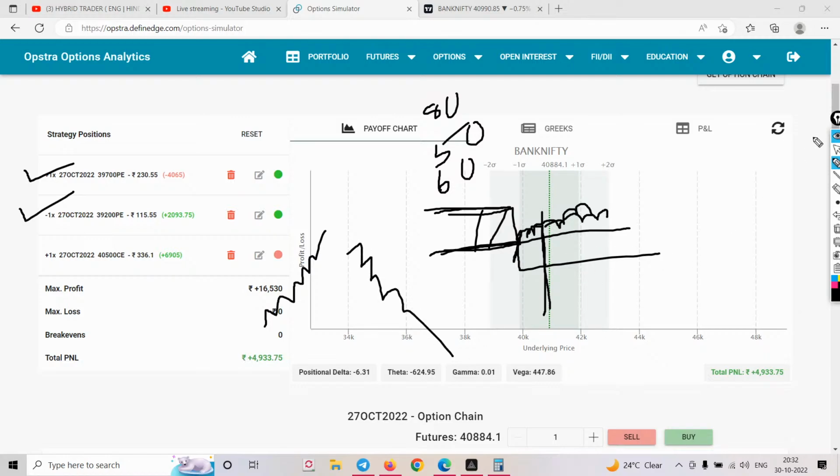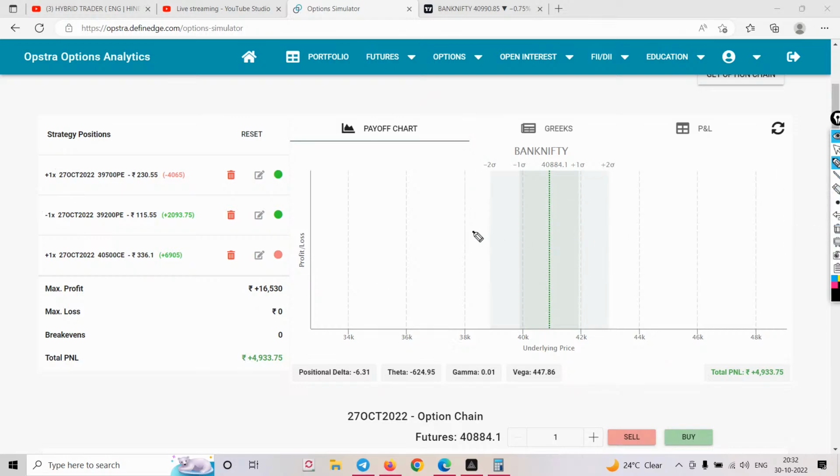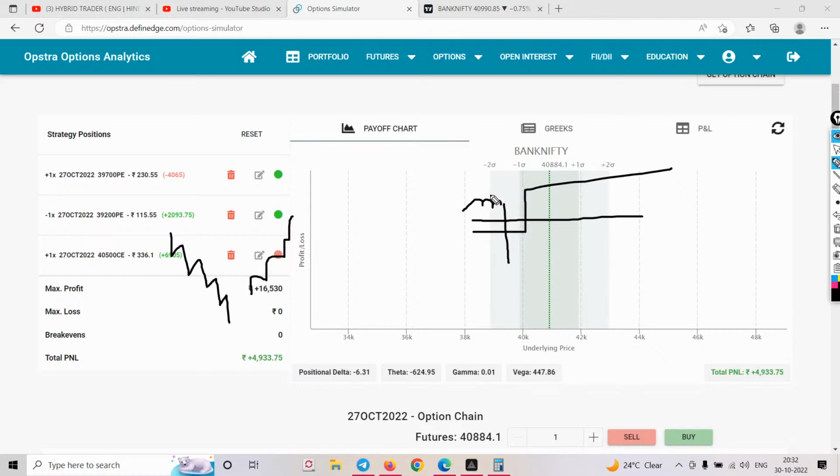But just imagine you might have deployed a call debit spread, and let's say the market was falling. Then you might have bought a put debit spread. With a falling market the VIX will go up, so if you buy a put, you will get your absolute profit within 1 or 2 hours.